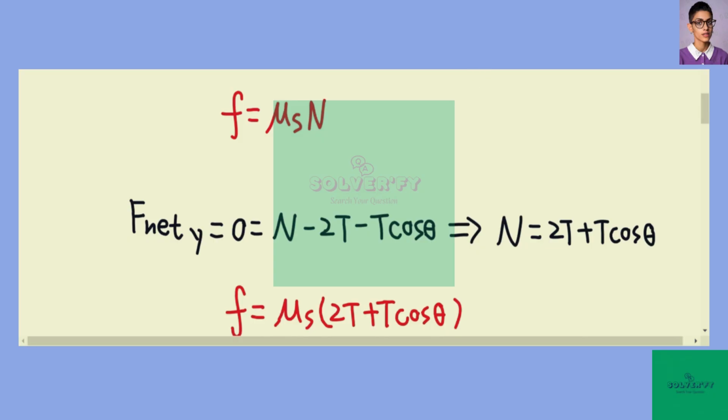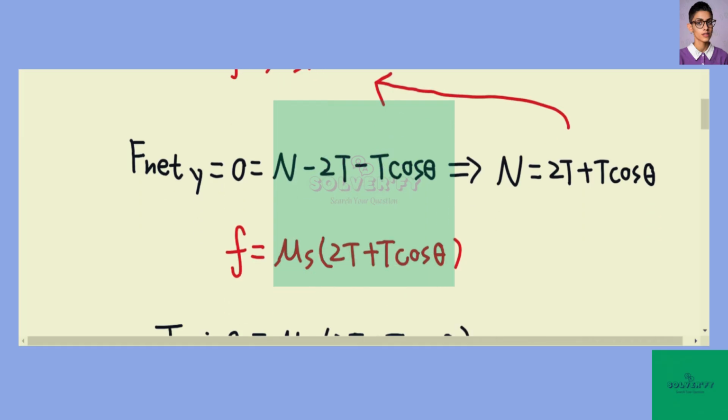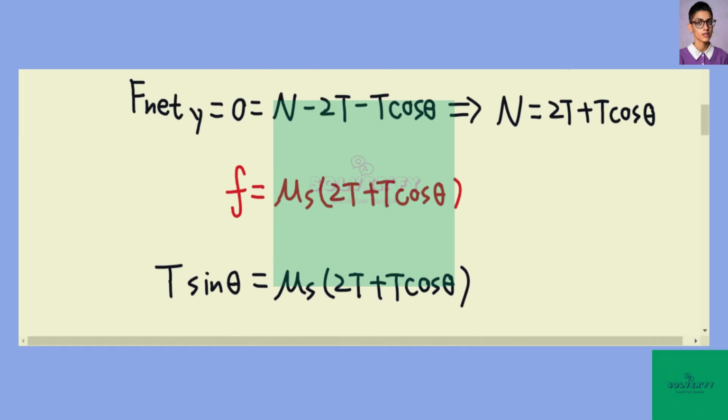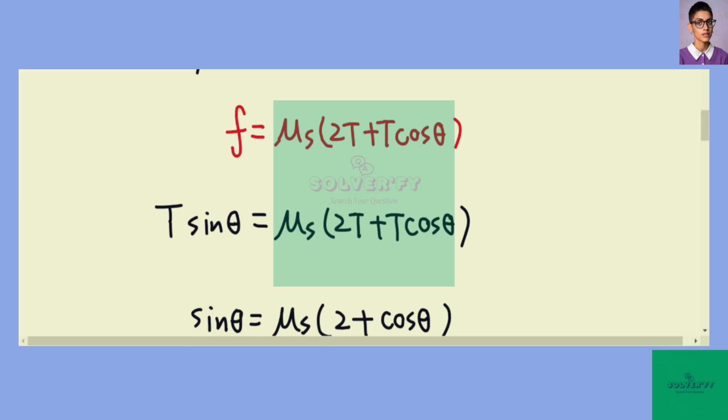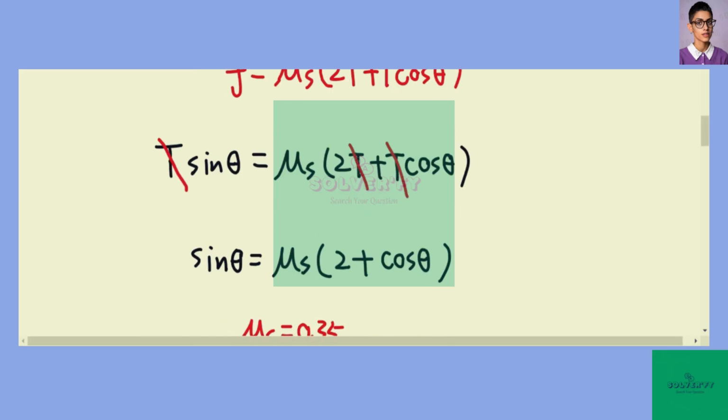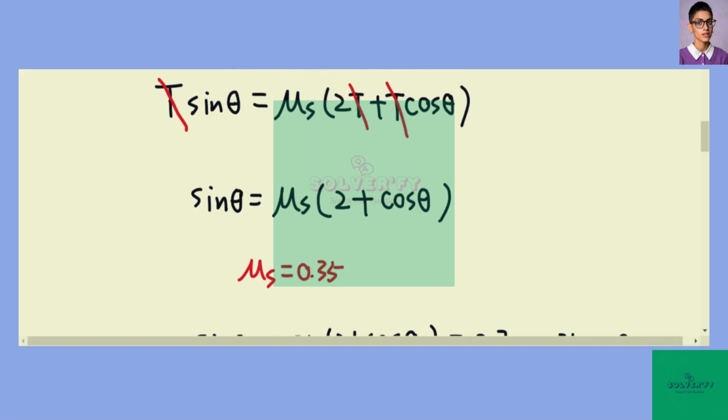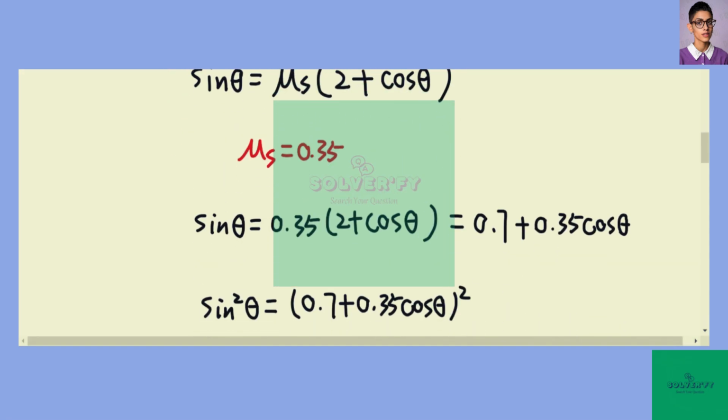Now we can plug back into the equation for the friction. Eventually the friction is equal to mu s times (2T plus T cosine theta). So we'll have T sine theta is equal to mu s times (2T plus T cosine theta). As you can tell, T can be cancelled out, so sine theta is equal to mu s times (2 plus cosine theta). We know mu s, the coefficient of static friction, is 0.35. So if we plug in, sine theta is equal to 0.35 times (2 plus cosine theta), which is equal to 0.7 plus 0.35 cosine theta.